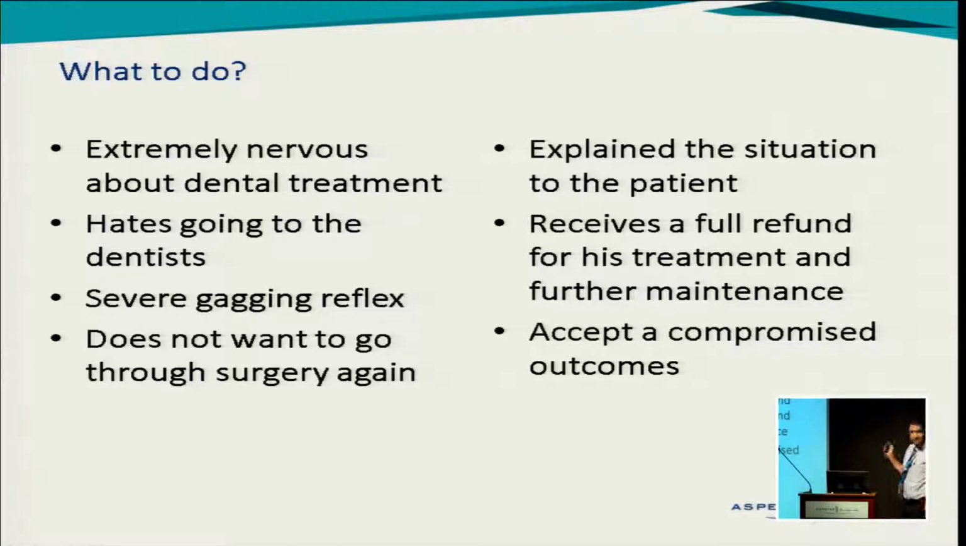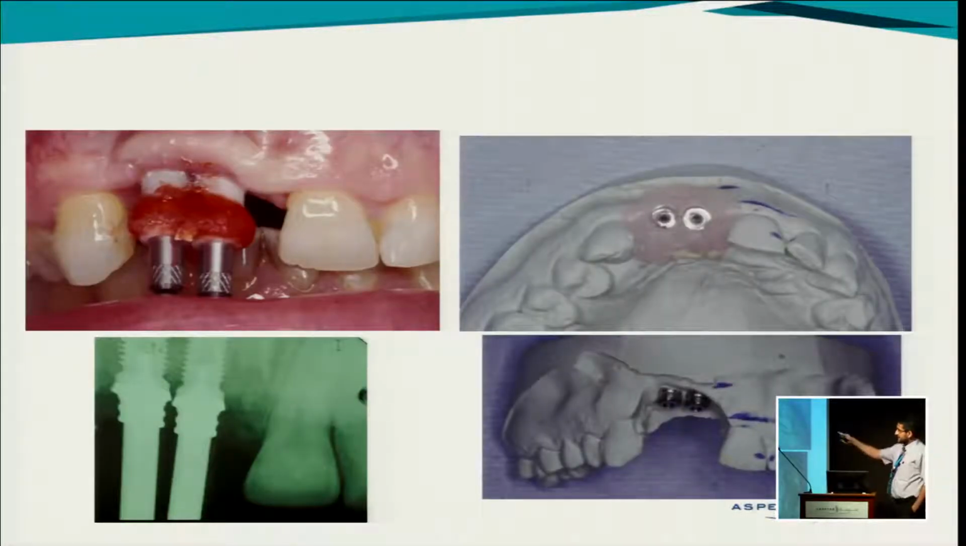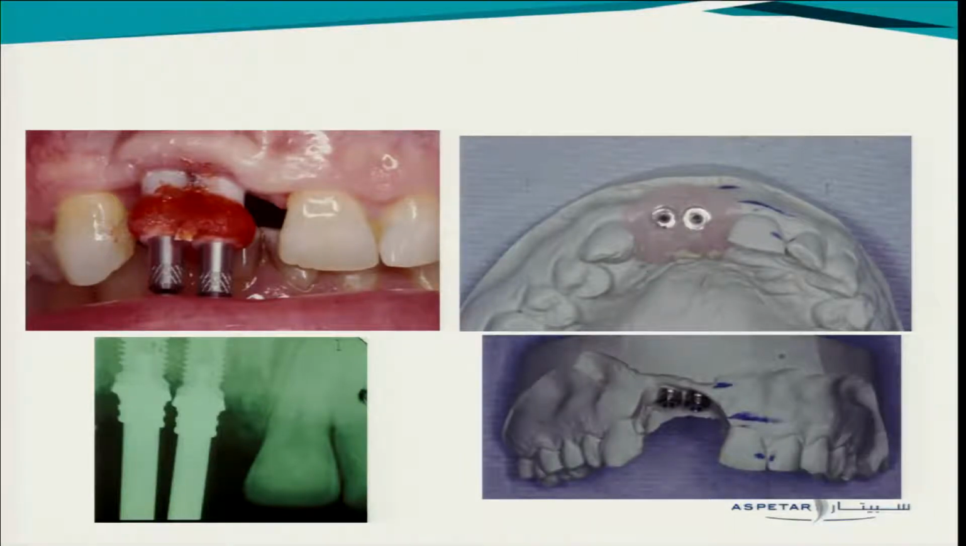So we had to make up for the situation. He received a full refund because it's a mess-up. We can't actually charge him for this service. And then we had to accept a compromise. I couldn't actually place my impression copings here to make the impression for him, so I had to use UCLA abutments, join them together, and come up with something. And you can see here how those implants are close to each other.